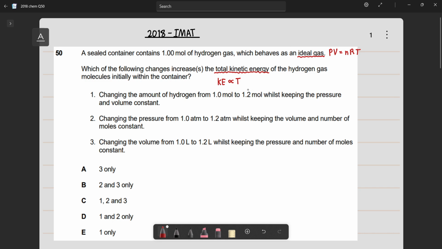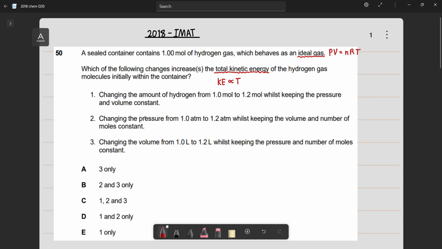The only thing that's affected is the velocity of the gas molecule, because if they have larger molar mass they will have lower speed, and if they are lighter, with less molar mass, they will have greater velocity. We're not going to consider that in this question. We're only going to consider that KE is proportional to T. That's the main fundamental concept.